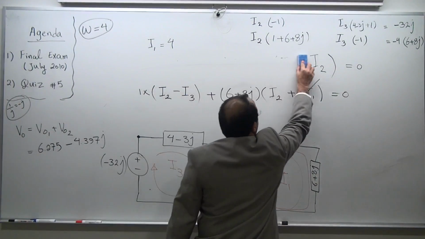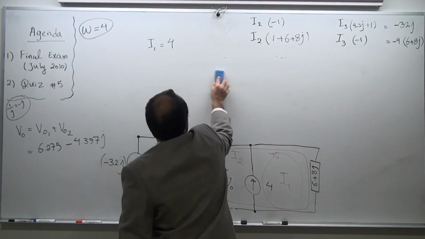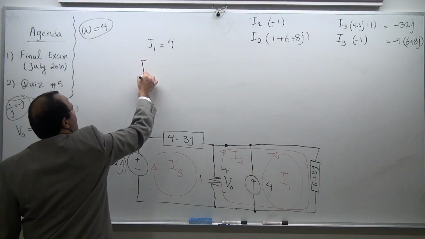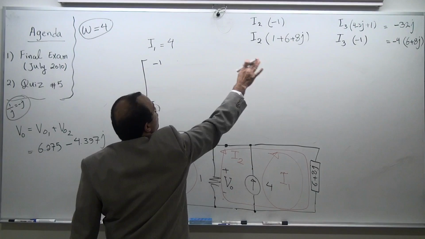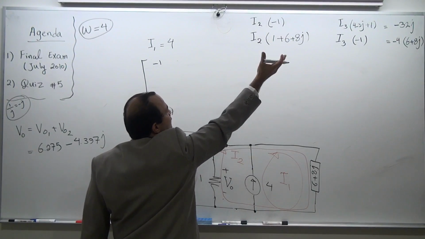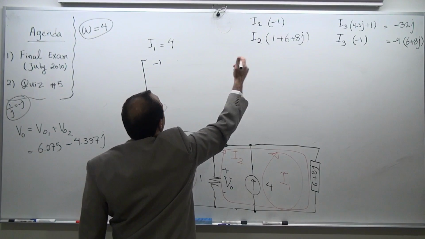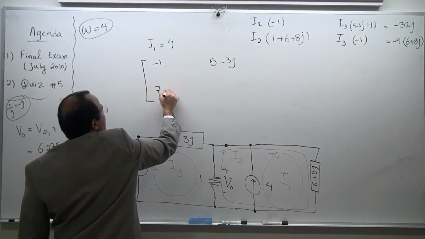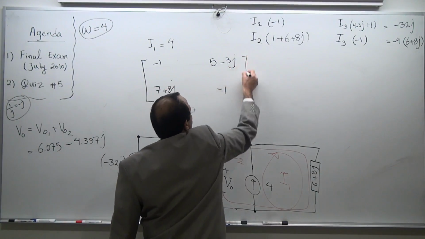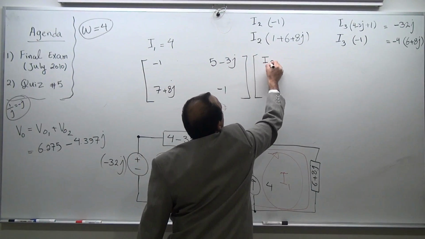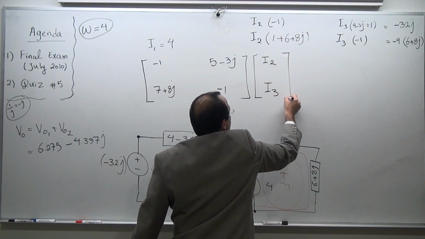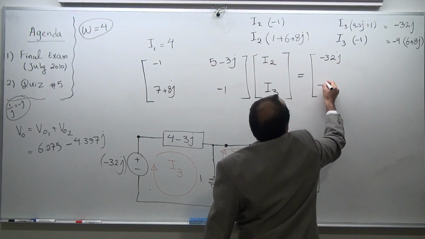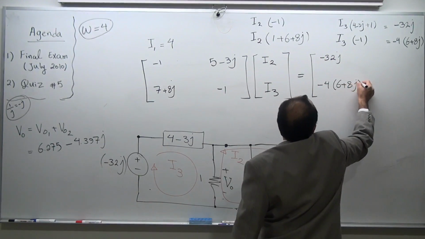Let's get rid of this. Now, remember the Cramer rule. Cramer rule says this. This is going to be in the form of a matrix, minus 1, 4 minus 3j plus 1. You can simplify it. It's a very baby step to do, but you don't have to. 1 plus 4 is 5, 5 minus 3j. 1 plus 6 is 7, 7 plus 8j, minus 1. What are the unknowns? The unknowns would be I2, I3. I already know what I1 is. And equal to the right-hand side, minus 32j, minus 4 times 6 plus 8j.